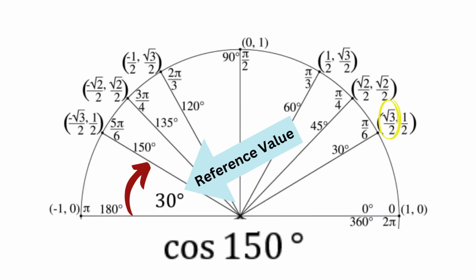Okay, let's try an example. Let's say we wanted to find the exact value of the cosine of 150. Well, 150 degrees is in quadrant 2, and it is 30 degrees from the x-axis. And what that distance is, it's called the reference value. So the reference value for 150 degrees would be 30 degrees. That means we're going to use the reference value and the coordinates of the reference value to help us get the cosine of 150.